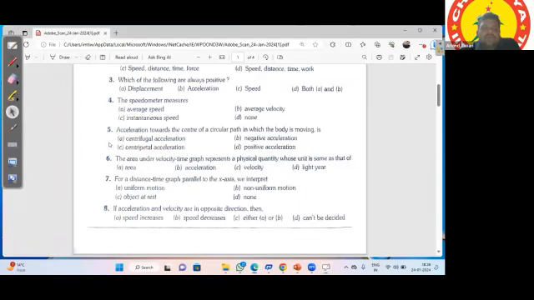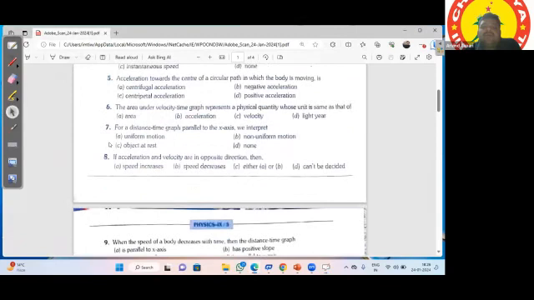Okay, see, we got the answer for the seventh one. For a distance time graph parallel to the x-axis, we interpret the object at rest. Hence, the correct option will be option C.